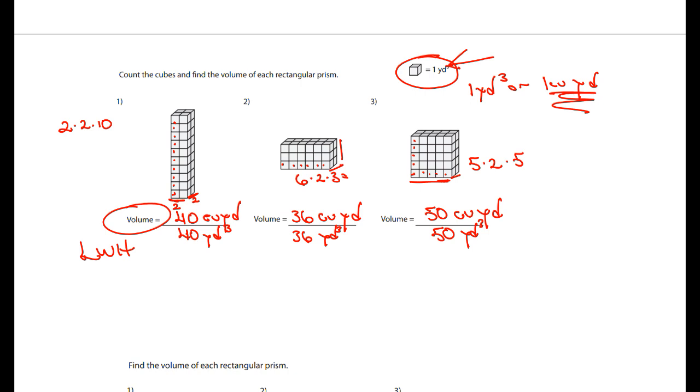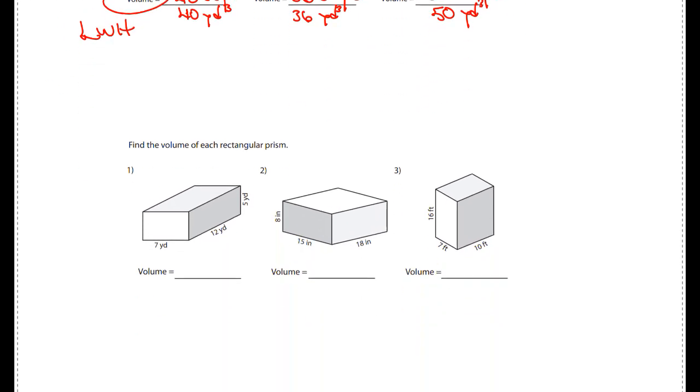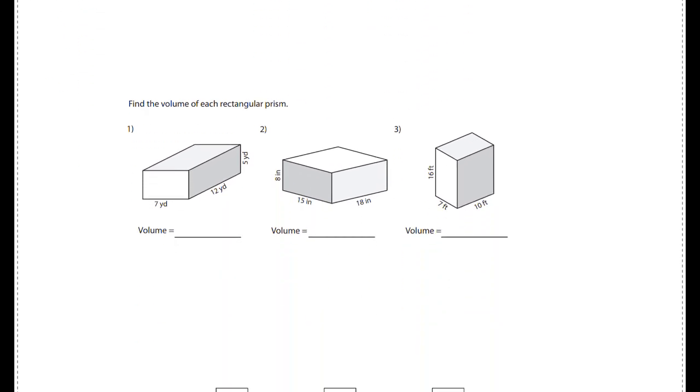Okay, so let's move up a little bit here. Find the volume of each rectangular prism. And in this one, they give it to you. In other words, they give you what the dimension is. We're talking about yards here in this one. This one's inches. And what's this one? This one's in feet. Okay. So the first one is 7, 12, 5. So to figure out the volume, it's 7 times 12 times 5.